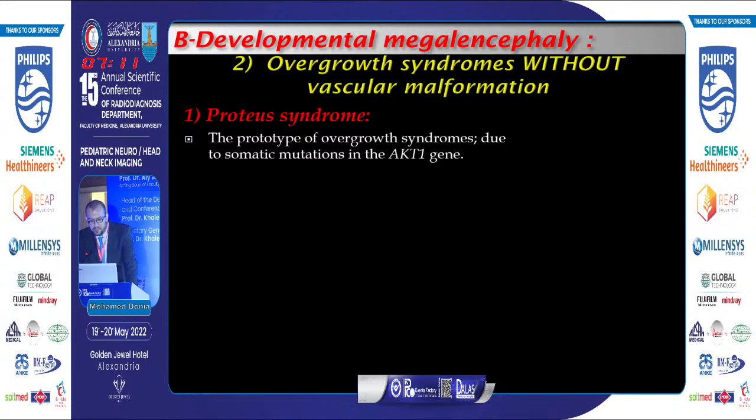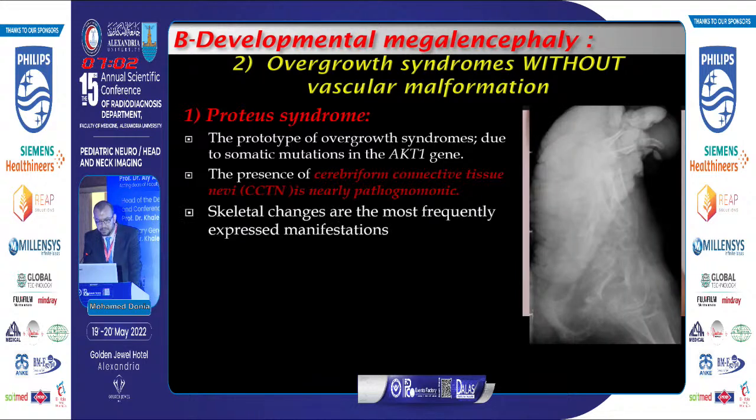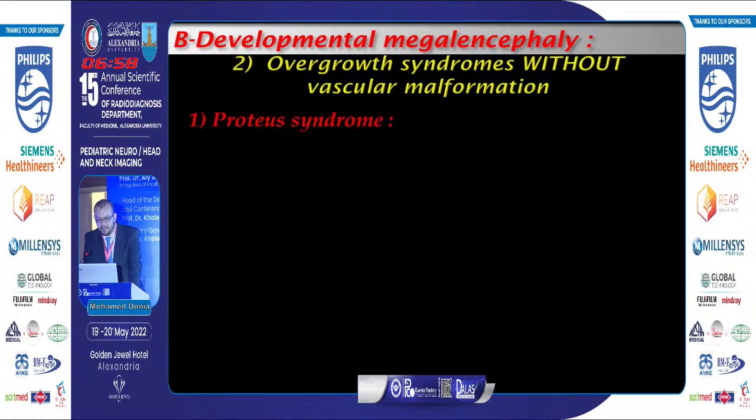Proteus syndrome is a prototype of overgrowth syndrome due to somatic mutation in the AKT1 gene. The presence of cerebriform connective tissue nevi is near pathognomonic. Skeletal changes are the most frequently expressed manifestation.